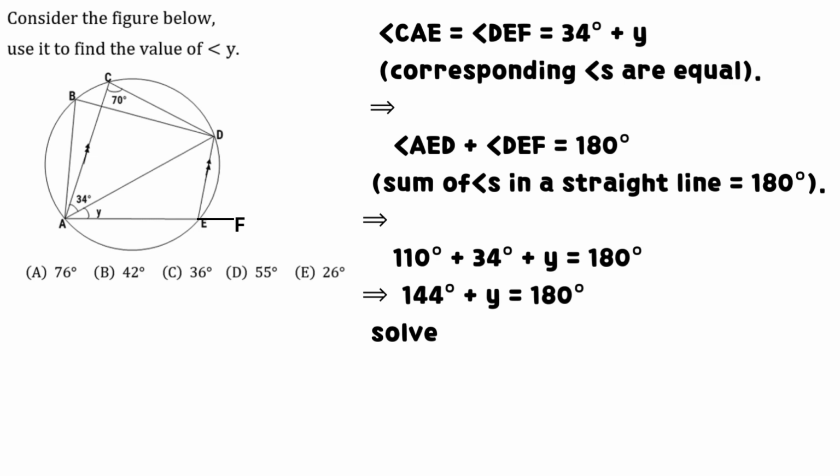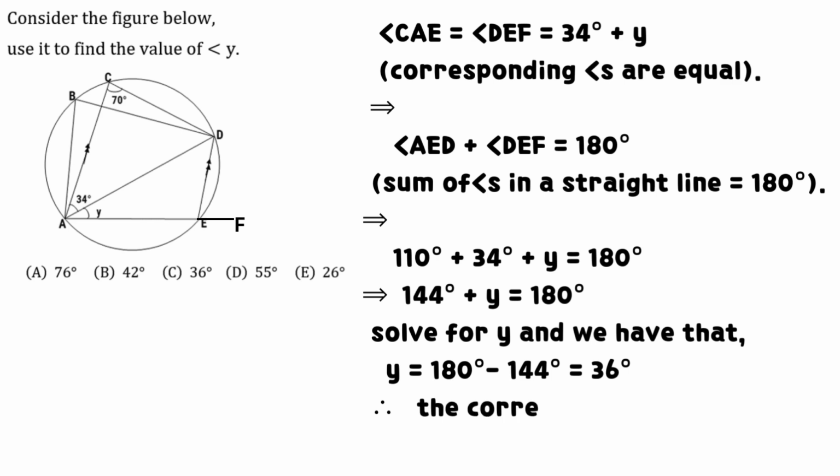It follows that the sum of angle AED and angle DEF equals 180 degrees. It implies that the sum of 110 degrees and 34 degrees plus y equals 180 degrees. Simplify to give that the sum of 144 degrees and y equals 180 degrees. Solve for y and we have that y equals 180 degrees minus 144 degrees, which equals 36 degrees. Therefore, the correct option is C.